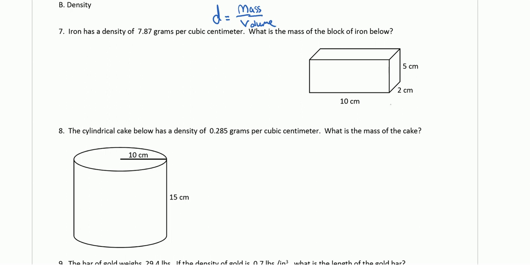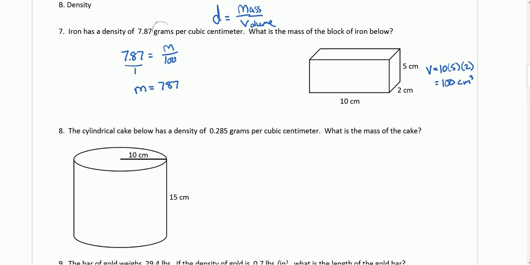Here we have a rectangular prism. The volume is going to be 10 times 5 times 2, which is 100 cubic centimeters. And so our density, 7.87, is equal to mass over volume. And solve for mass. I'm going to put this over 1 and cross multiply, and you get mass is equal to 787.